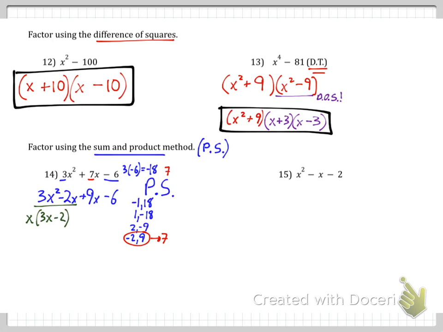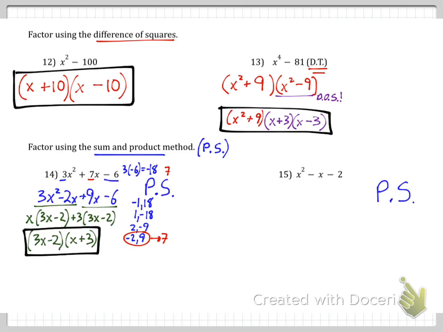Then we find the greatest common factor of the first two. That would be x. And 3x minus 2 is what's left behind. And then we're going to find the greatest common factor of the second two. That's 3, and 3x minus 2 is left behind. This is good because, remember, these must be the same when you're using the sum and product method. And they are here. So we can take this last step. We know that 3x minus 2 is one of the factors, and x plus 3 is the other factor. And there's our answer.